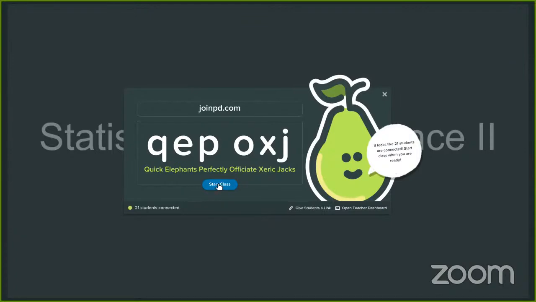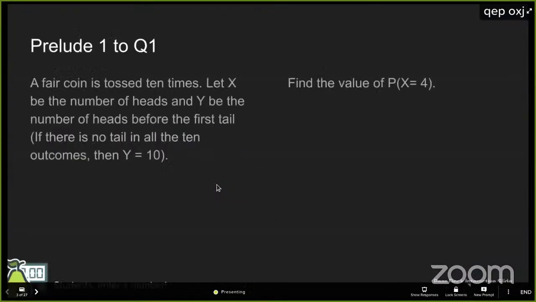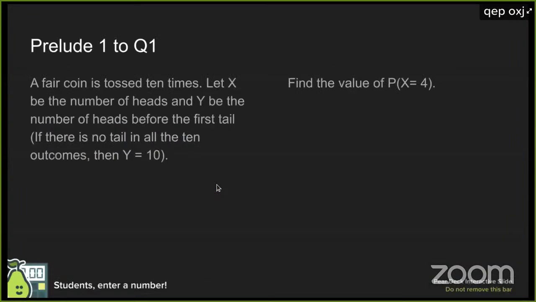Please start, right? So this is prelude one, question number one. The information given here is that a fair coin is tossed 10 times. Let x be the number of heads, so one variable x will be the number of heads, and y will denote the number of heads before the first tail.